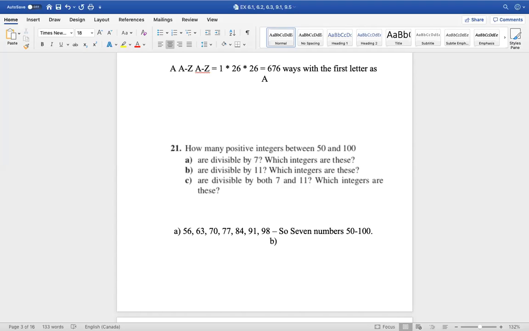Part B says, divisible by 11. So we have 55, 66, 77, 88, 99. So we have five numbers between 50 and 100.